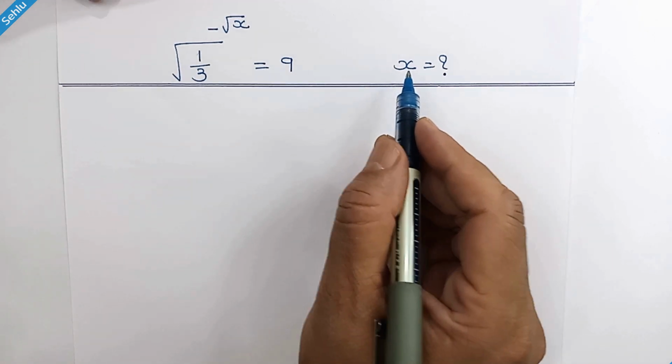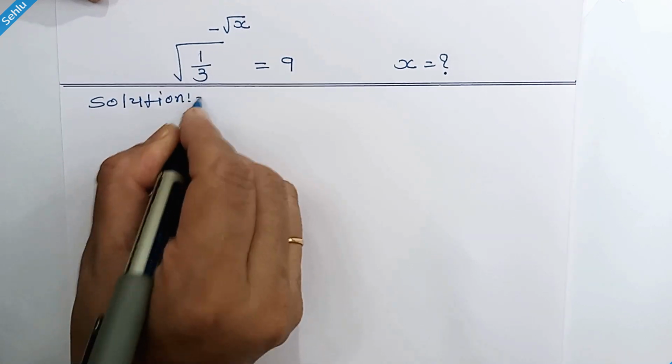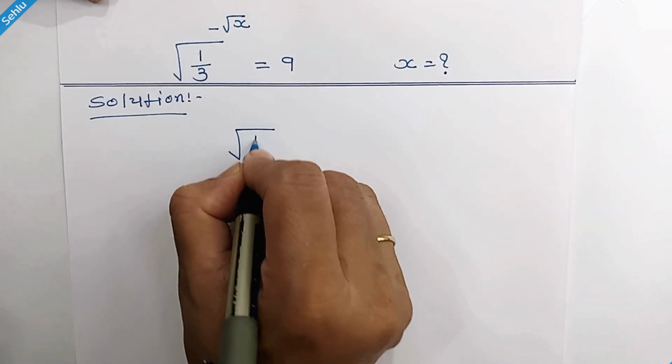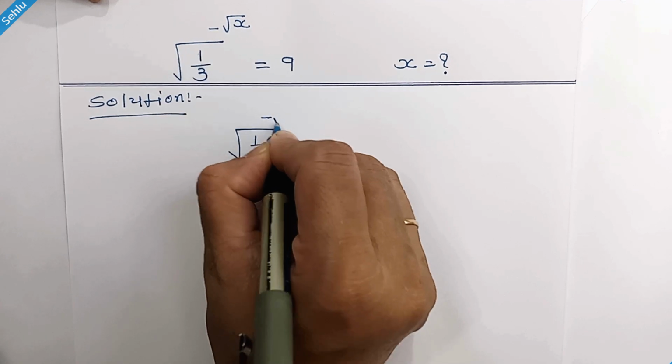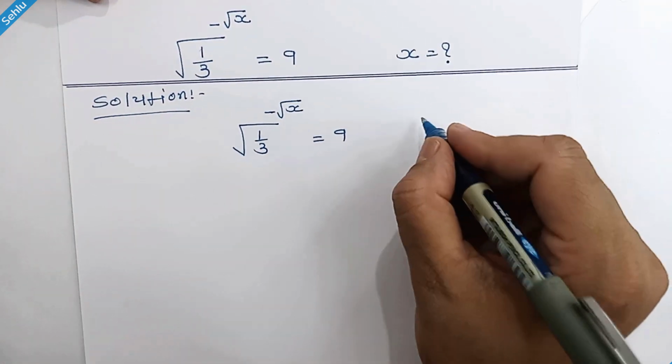Hello friends, let's find out the value of x. The question is: square root of 1 over 3, whole to the power negative square root of x, is equal to 9. First we will recall a rule.